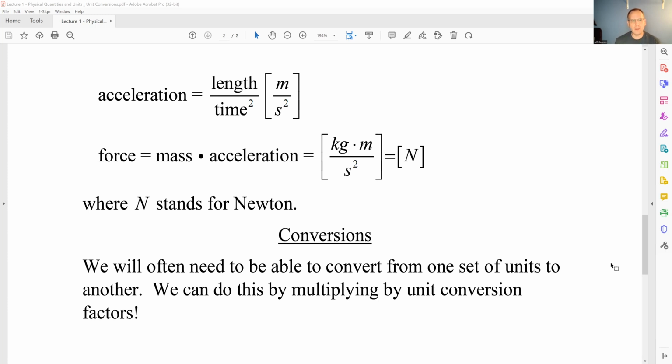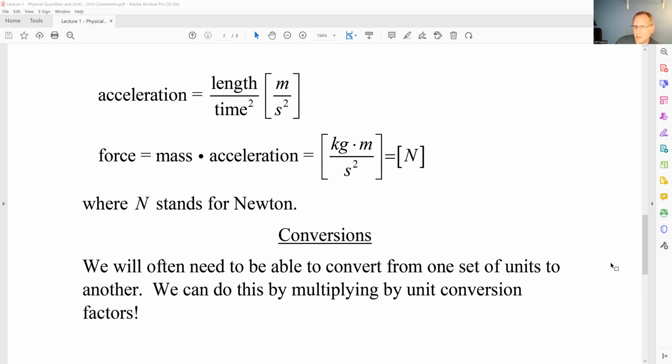And then for the last example, if we look at force, and we'll talk a lot about force in future lectures, force is defined as mass times acceleration. But remember, mass is measured in kilograms and acceleration is meters per second squared. So if I multiply those units together, I get kilograms times meters divided by second squared. So that is the derived unit for force.